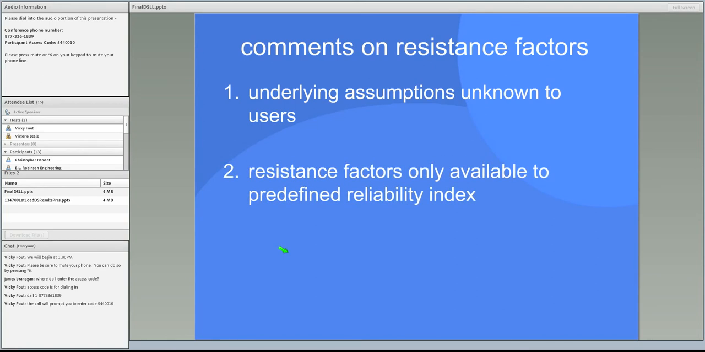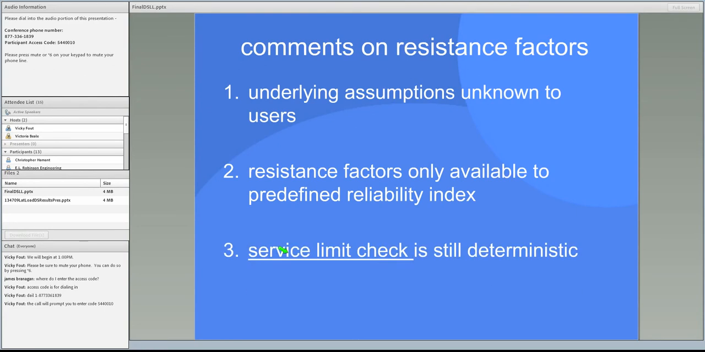And as we see in the previous table, the resistance factor in the serviceability limit check is taken as 1. No uncertainty is considered. It's a deterministic method like ASD. And there's one more. The system reliability is not considered in the current practice of LRFD. We will discuss the system reliability in detail later on.